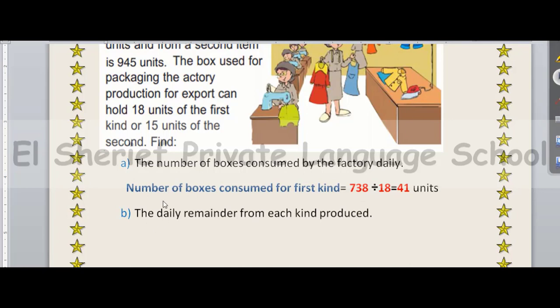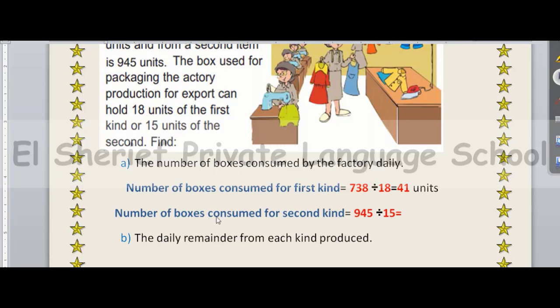Okay. The second one, number of boxes consumed for second kind. So number of boxes consumed for second kind equal 945 divided 15. Like the first one, and using long division, we will get... يعني انت هتحاول تحل الجزء ده بنفسك. Okay. We will get 63 units. Okay. So the daily remainder from each kind equal 0, because there is no remainder. And we can write no, there is no remainder.